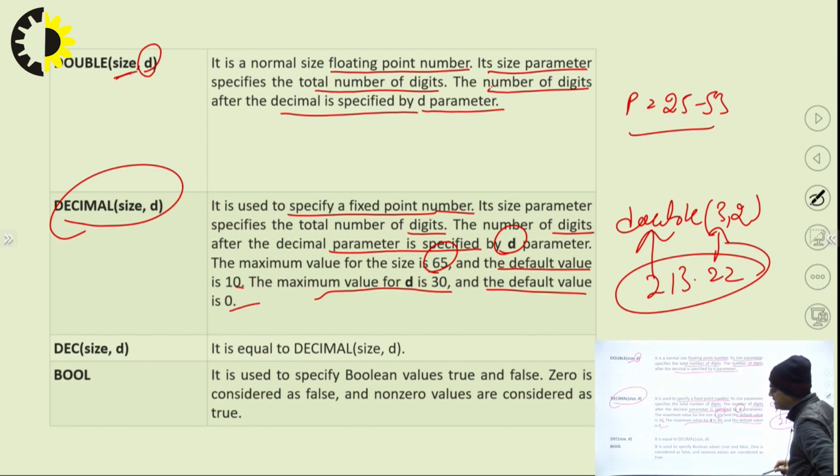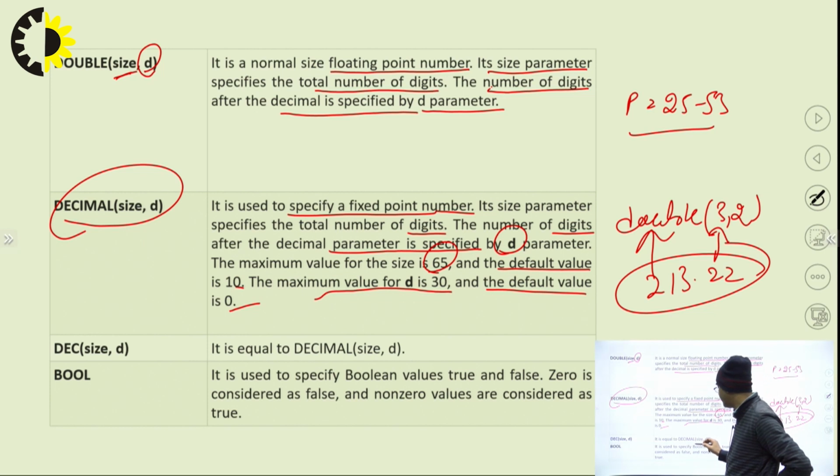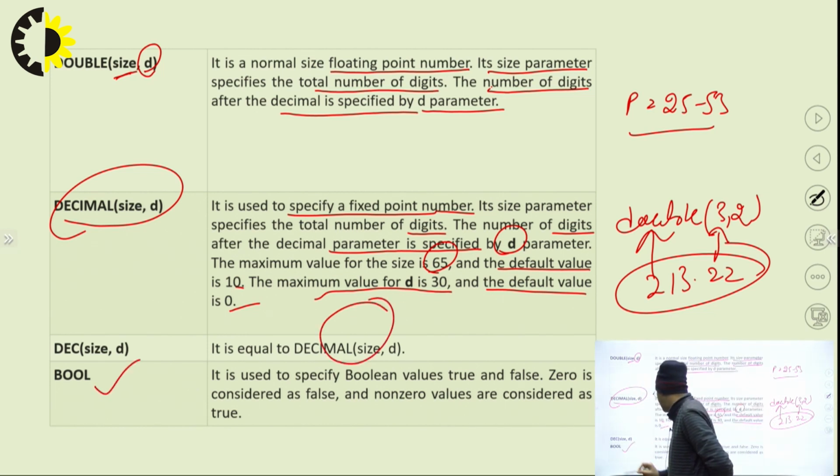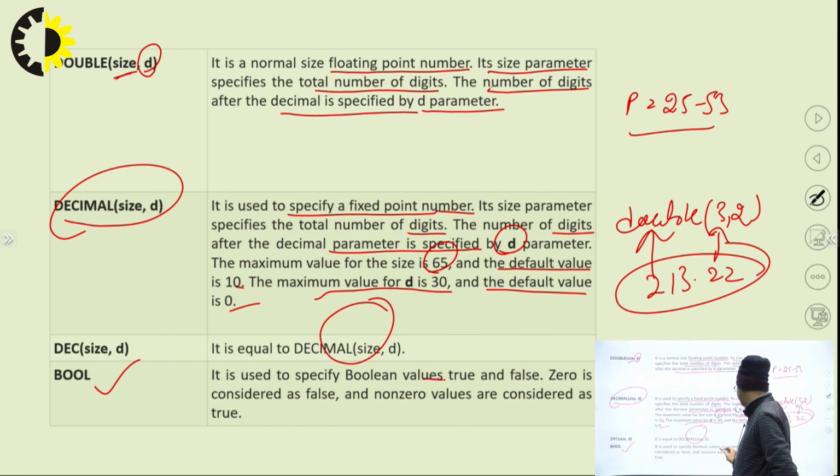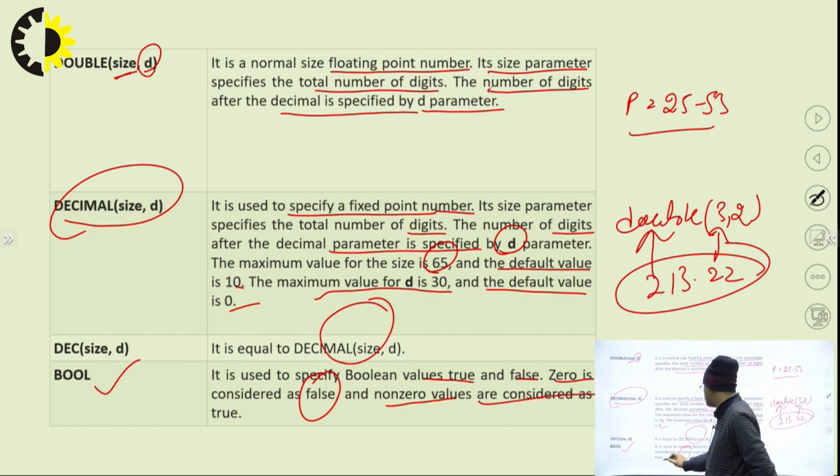Next one is the DEC, size d. It is equal to decimal. And next one is the bool. Actually, it is used to specify the boolean value, whether that is true or false. 0 is considered as false, and non-zero, that is 1, 2, 3, and so on, is considered as a true value.